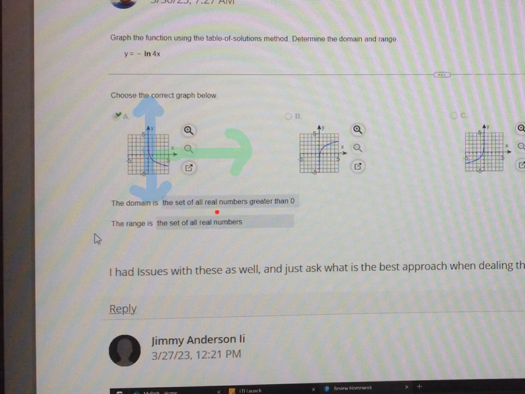So for the domain, the value here at the origin is 0, but it never actually gets there. There's supposed to be a gap here, so it never quite gets to 0, but it's all the values bigger than 0, so I'm marking this in green. So the set of real numbers greater than 0.